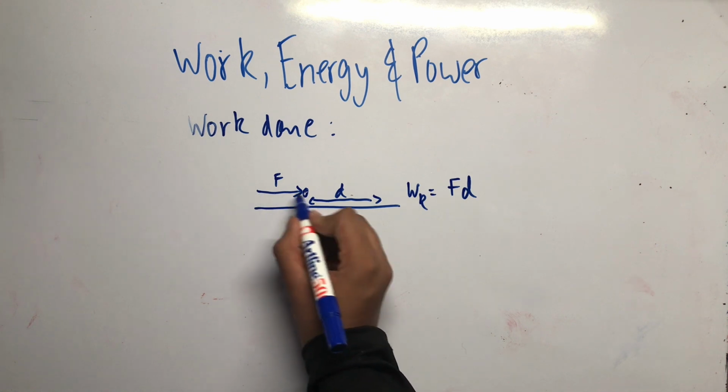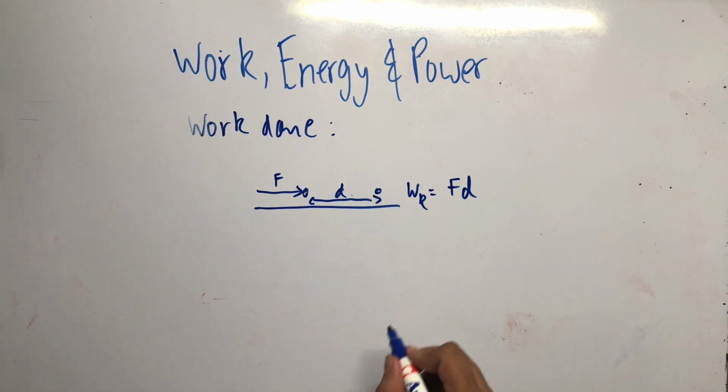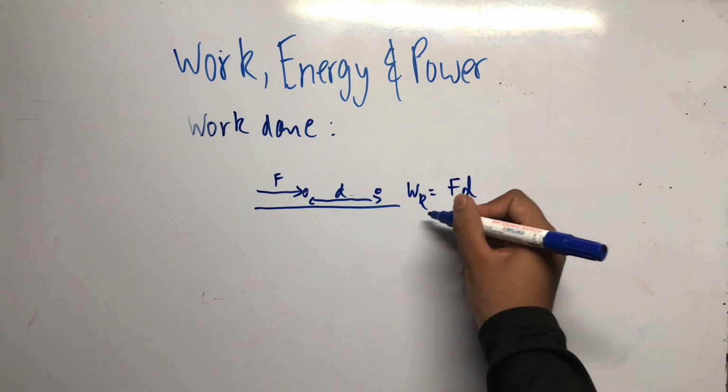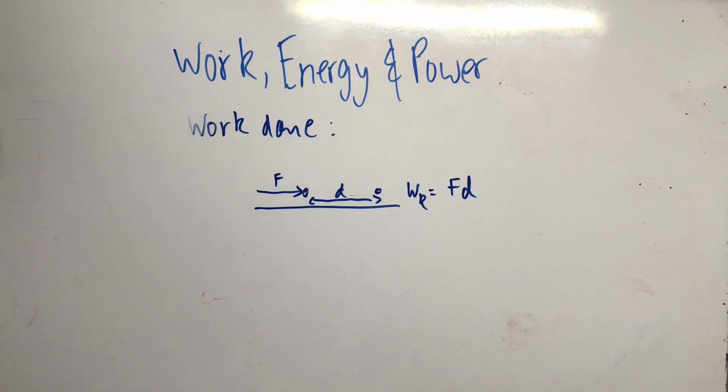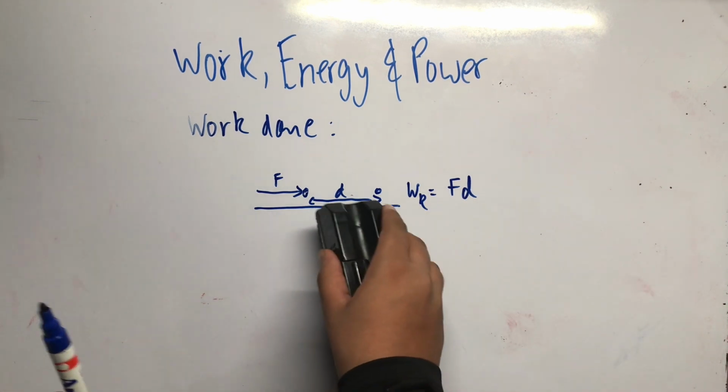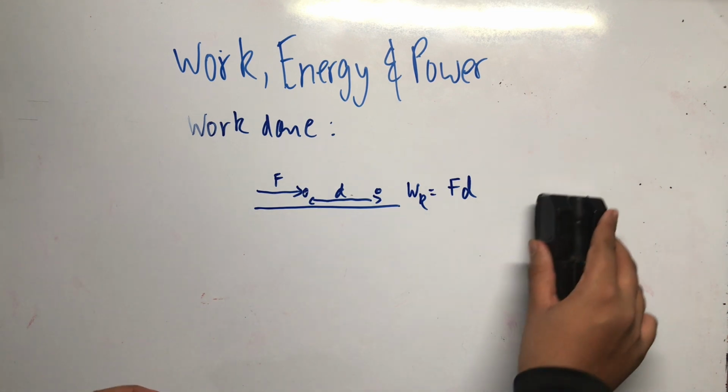So here, since the force and the displacement of the particle are in the same direction, we can directly write that work done is equal to force times distance which the object basically travels in the direction of the force.